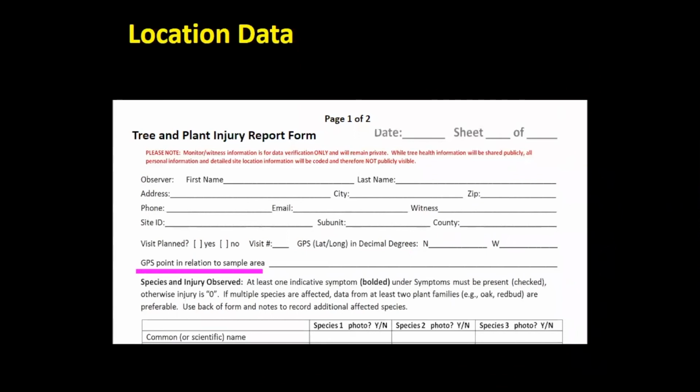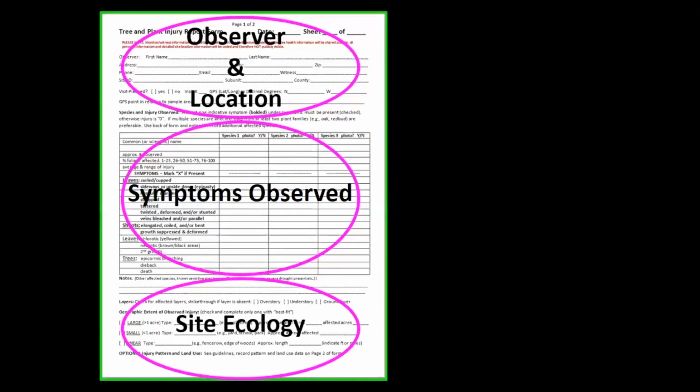And finally, we'd like to know where the GPS point that you're taking, just one per site, is in relation to the total sample area. So one way to do that might be to take the GPS point in the middle of the site. Another might be to take it at a specific corner, but we'd like to know where that is. So for example, if you took that GPS point at the southwest corner of the area, just write that down: took the point at the southwest corner of the area. Okay, well, that's the observer and location data.